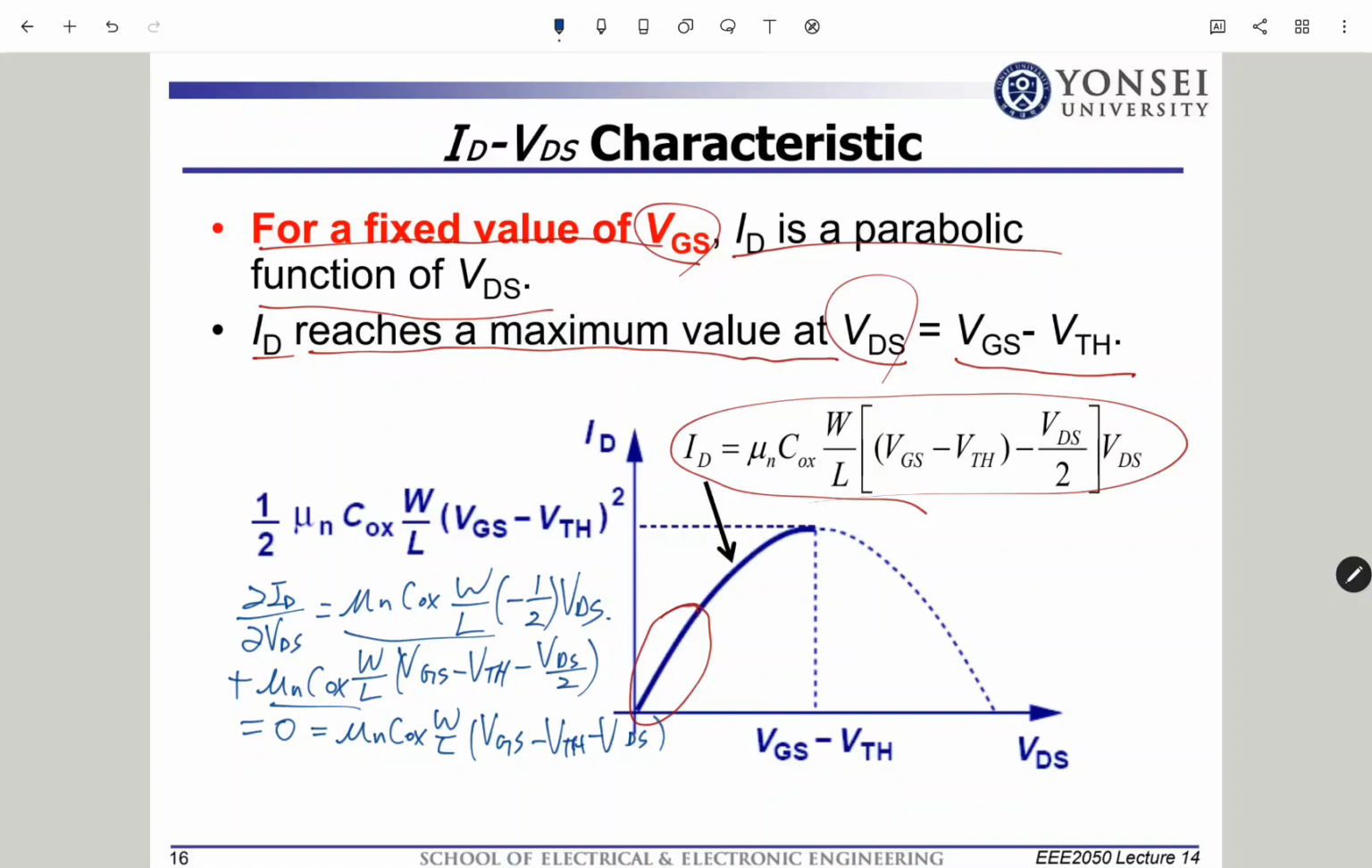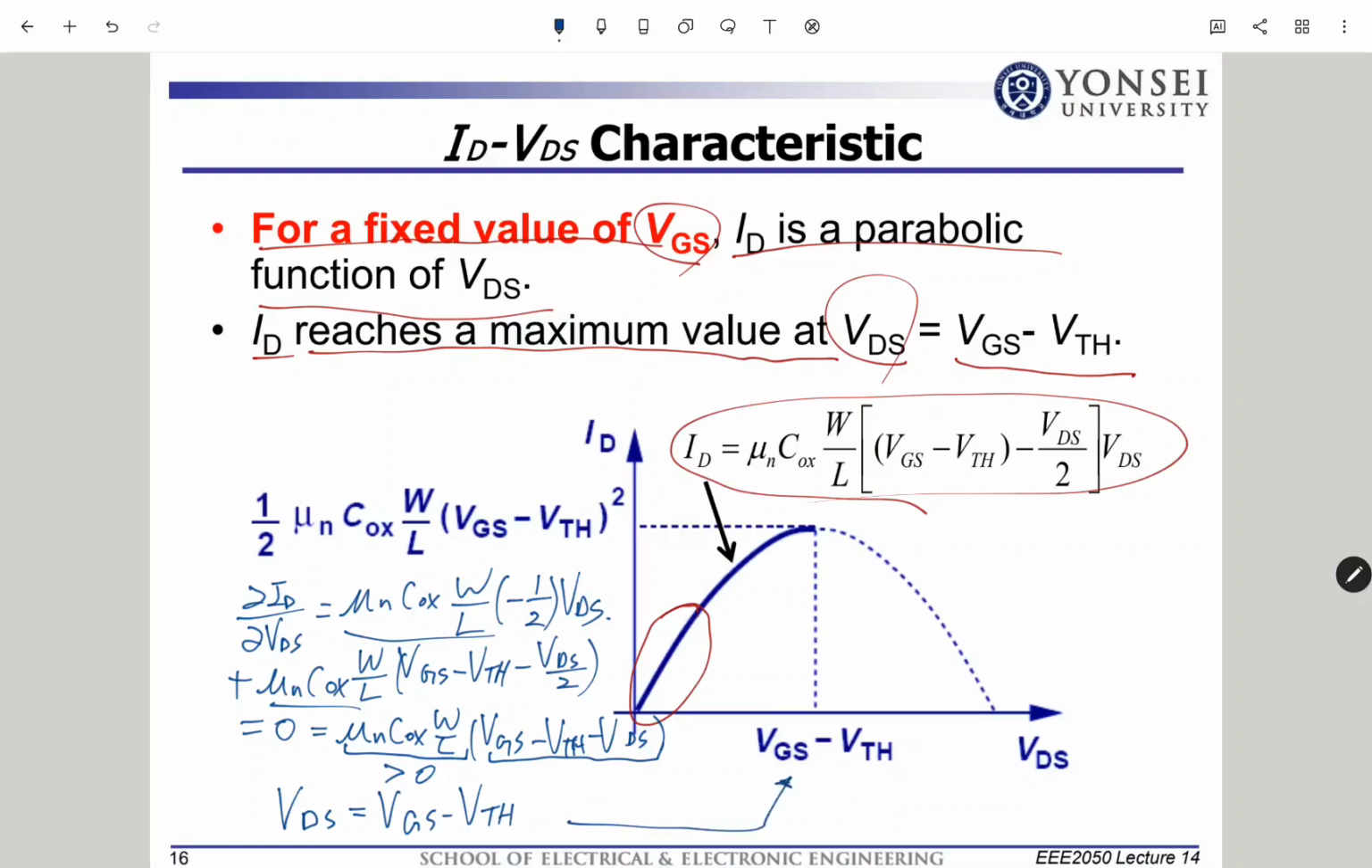Is that right? Yes. So now, is this term non-zero, or can it be 0? No, it is always positive, always greater than 0, right? So this term has to be equal to 0. So in order to find the maximum ID, VDS has to be equal to VGS minus V threshold.